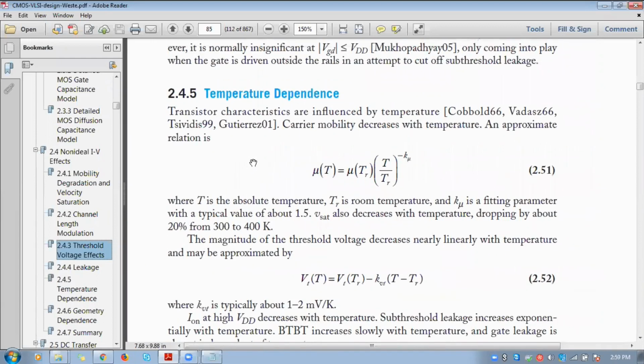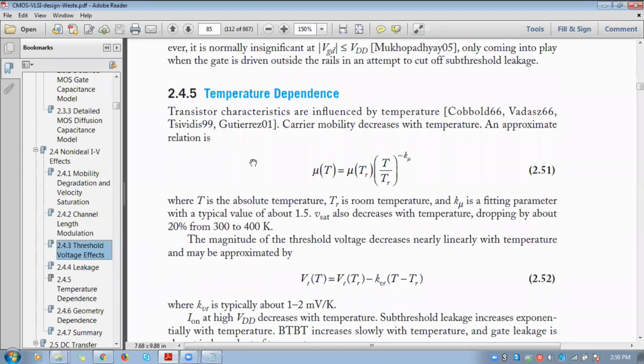Temperature dependence is very important in the case of non-ideal characteristics. So temperature can influence negatively as well as positively. If you see the junction leakage case, as temperature increases, the junction leakage will increase. That is the negative impact. But in the case of threshold voltage, as temperature increases, that will give electrons high energy. High energetic electrons will form at the time of increase in temperature.